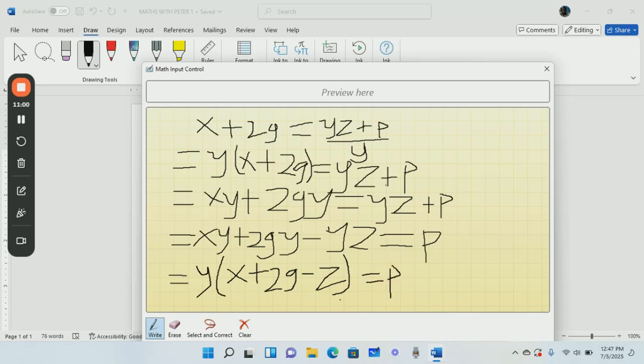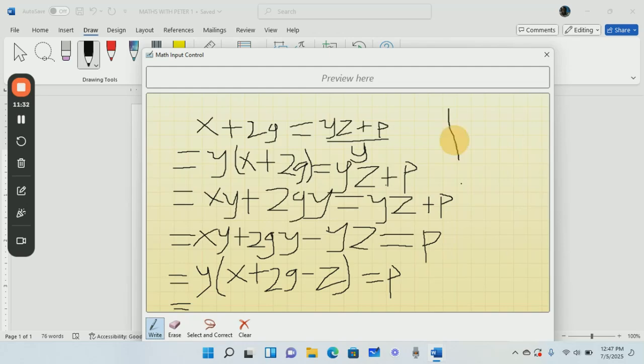So what I'm saying is that now that you want to find y, you have y throughout all these terms here. So we are factoring y out. That's why we have y bracket open, then x comes because x is having y there, plus 2g minus z, bracket close, all equal to p. I hope you are all following it. So let's continue. This one cannot go here, so let's come to this side. Let me rule a line here. So let's continue from here.